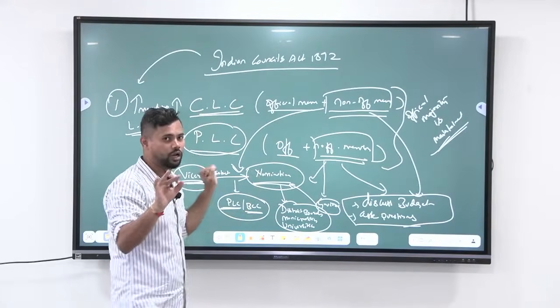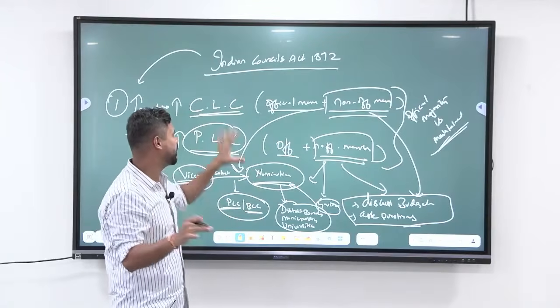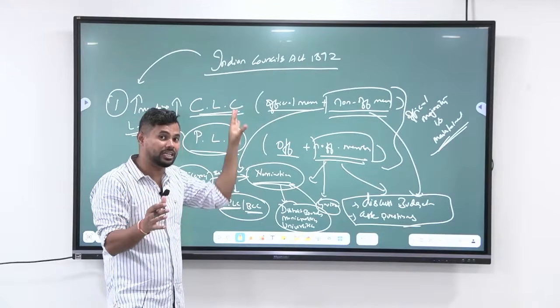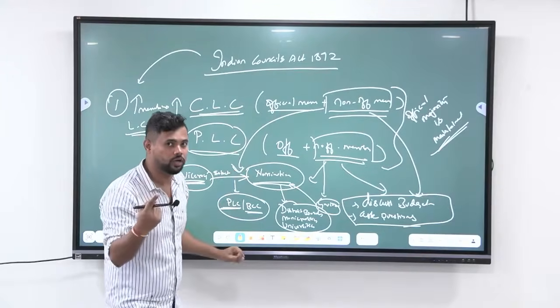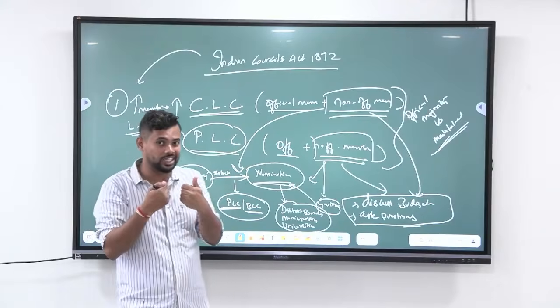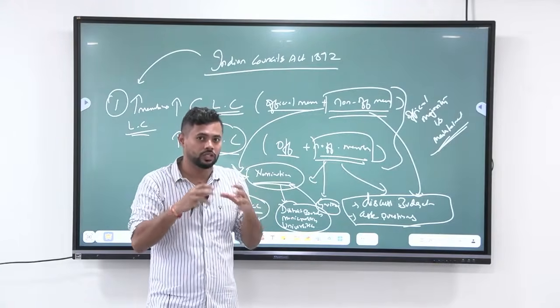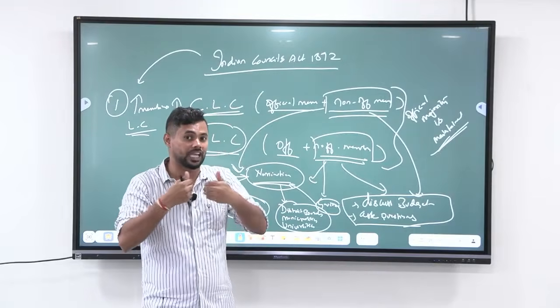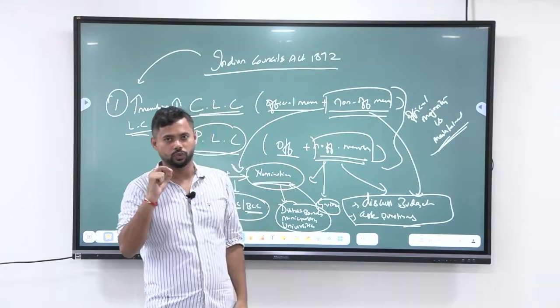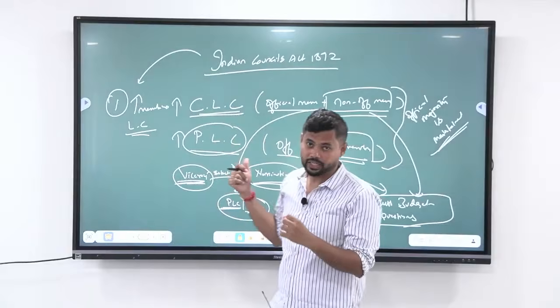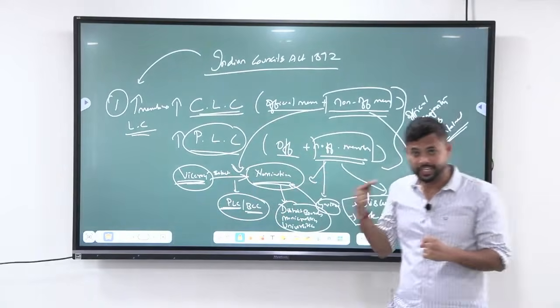So this is overall the Indian Councils Act 1892. Again, you can see that the changes are being done in the Indian councils, especially the legislative councils. I hope you are understanding the evolution of how the governance structure is evolving from 1773 to 1892. Now you have learned what the Indian Councils Act of 1892 is. Let us go to the next Councils Act.